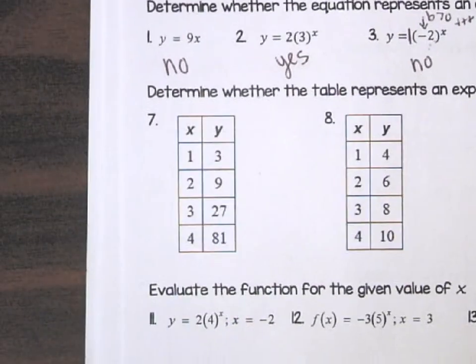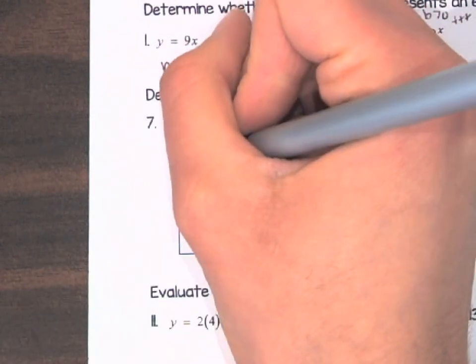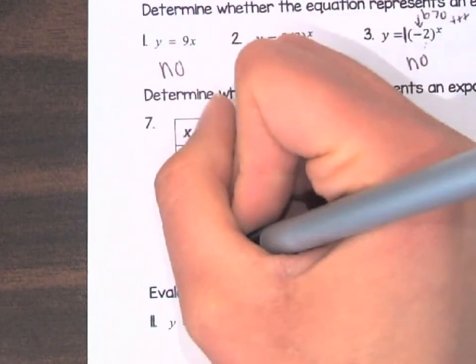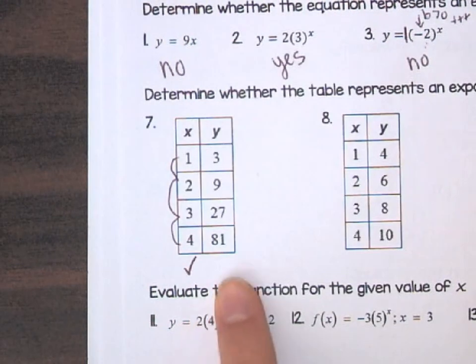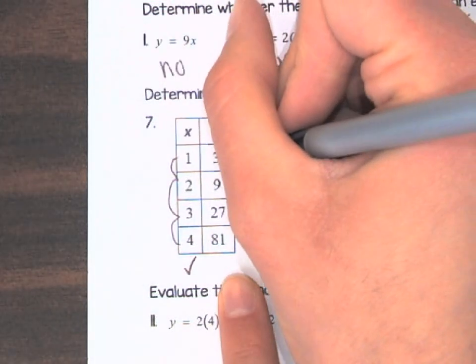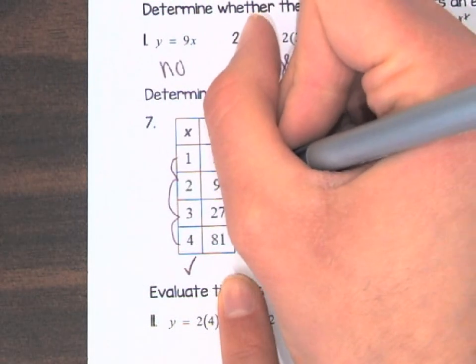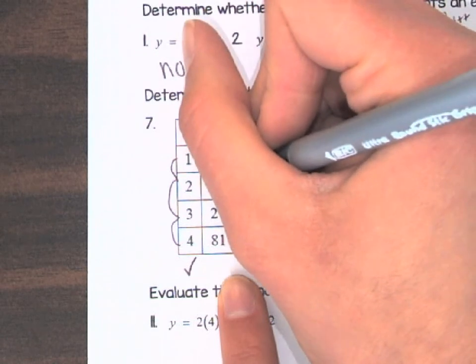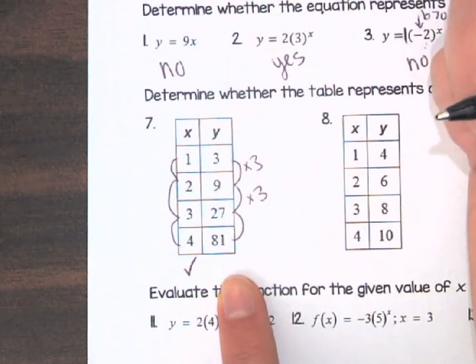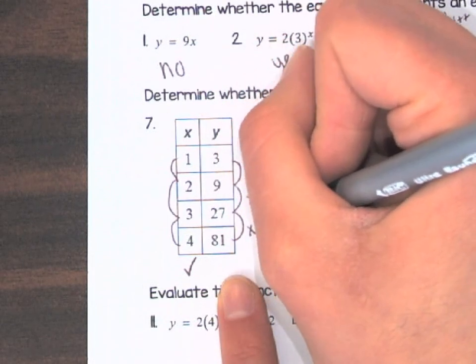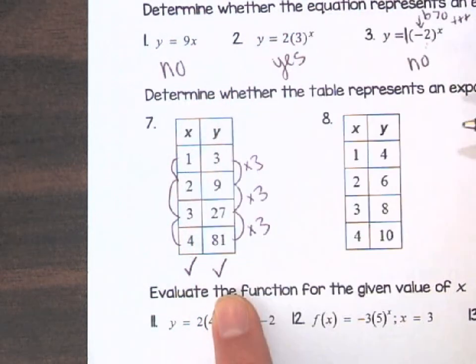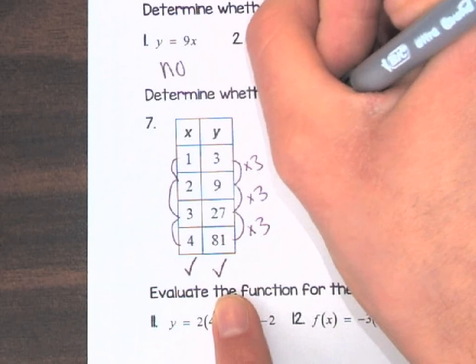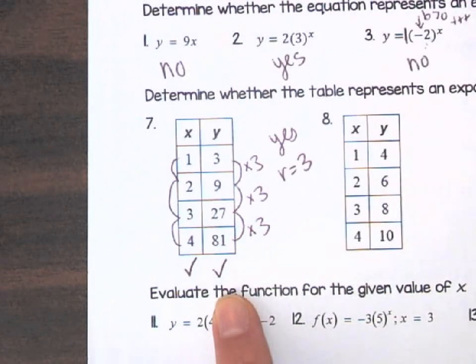So let's look at the first one. My x's are counting 1, 2, 3, 4. They're doing what they're supposed to. Okay, my y values, are they multiplying by the same number over and over? 3 times 3 gets me 9. 9 times 3 gets me 27, and 27 times 3 gets me 81. So yes, this one is exponential, and my common ratio is the 3 that I multiplied by.